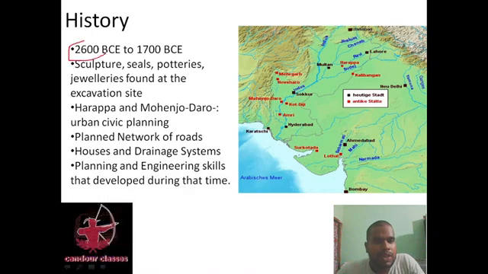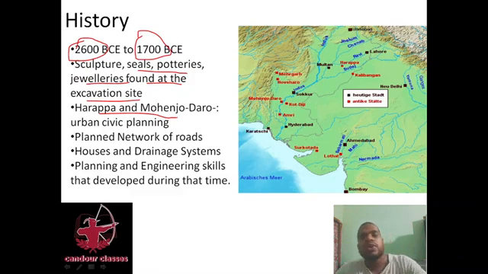Okay, 2600 BC. BC is before Christ era, and up to 1700 BC, before Christ era only. Okay, then in this time period, there are sculptures, seals, potteries, jewelries found at the excavation site. Then Harappa and Mohenjo-daro, you can find that they have urban civic planning, civil societies.